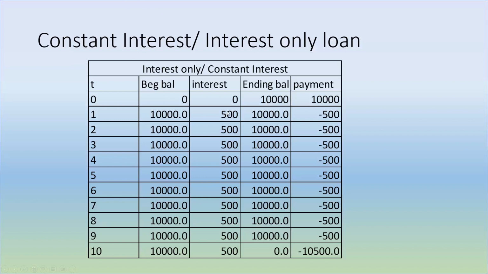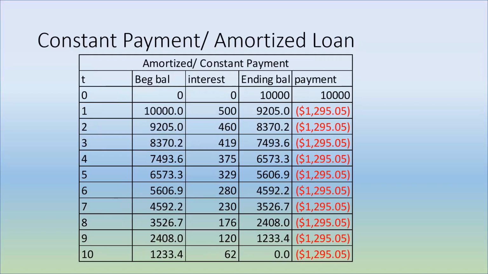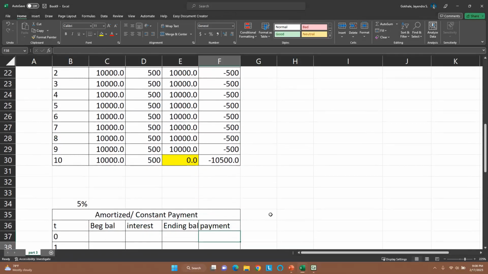The interest, we don't let it grow at all, not compound interest. It's like simple interest. We just pay the interest off every period to keep the principal the same. So that is the constant interest loan, the interest only loan. Moving on, now this is the most fun loan, the amortized loan.